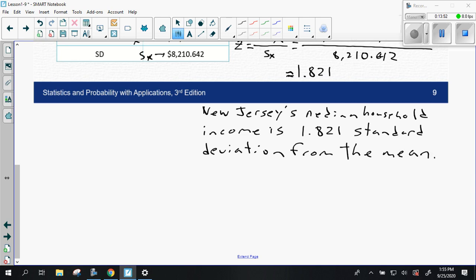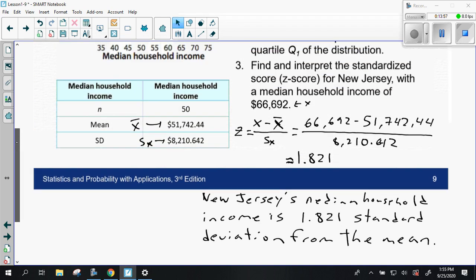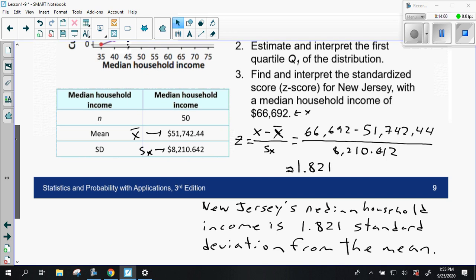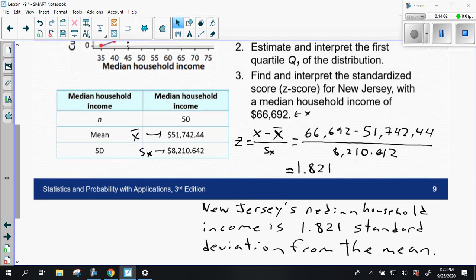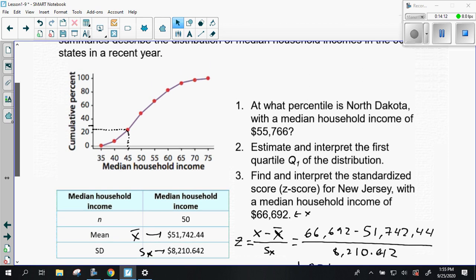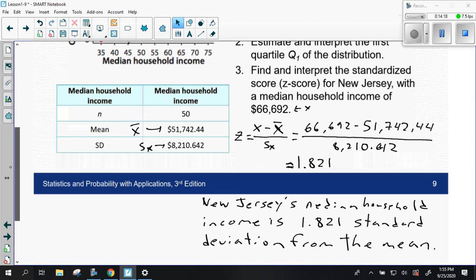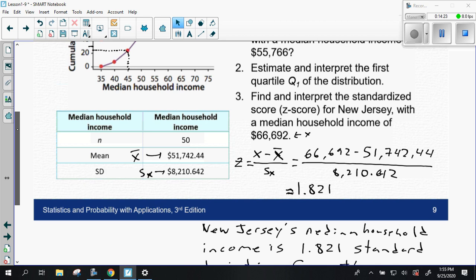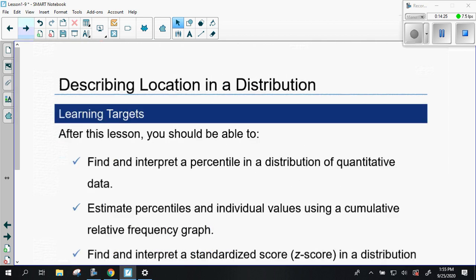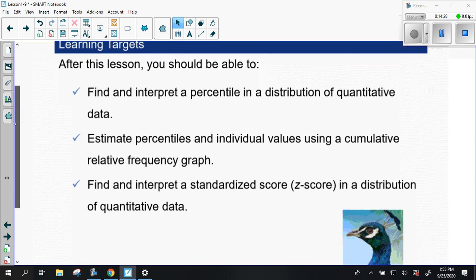That's all you really need to know how to do for chapter 1.9. You're going to need to find and interpret a percentile, and also find a percentile from an ogive or a cumulative relative frequency plot. And then you're also going to have to be able to find a z-score and interpret that in context. So there you go. Those are the things that we did today. We found percentiles, all that stuff.